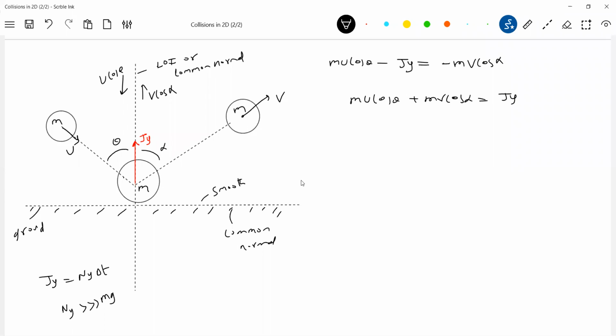Let's come to the coefficient of restitution formula: rebound speed by incident speed. So let me substitute v cos alpha above. So this will be mu cos theta plus e mu cos theta equal to JY. So JY is equal to mu cos theta (1 plus e).